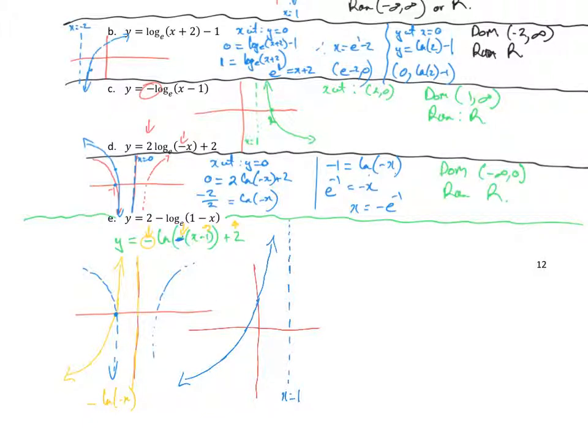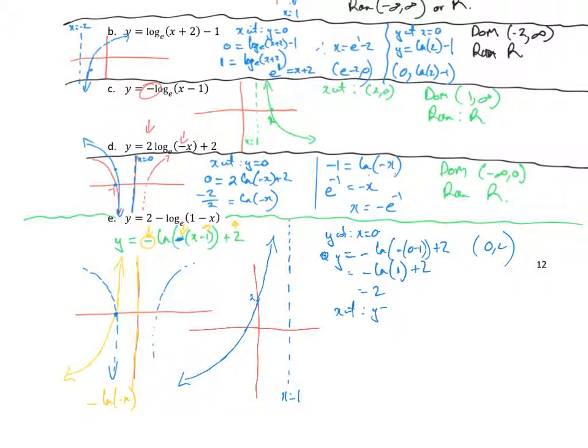Okay, so I think that point there should be 2. So let's check. So y-intercepts, let's put x equal to 0. So I get y is equal to negative natural log of negative 0 minus 1, plus 2, negative natural log of 1 plus 2. Natural log of 1 is 0, so I get 2 as an answer, so that's a good sign. 0, 2 is my y-intercept.